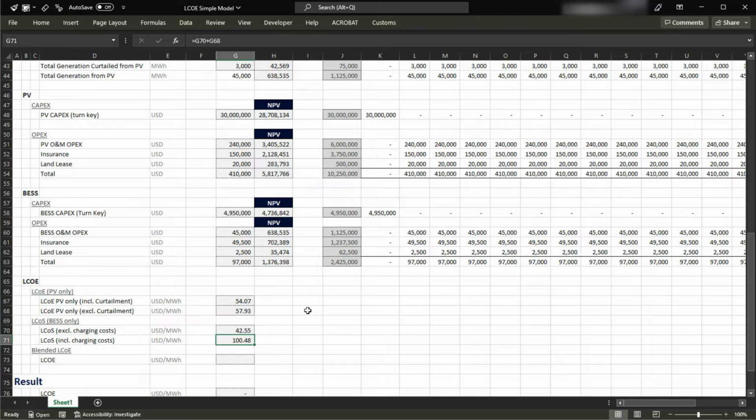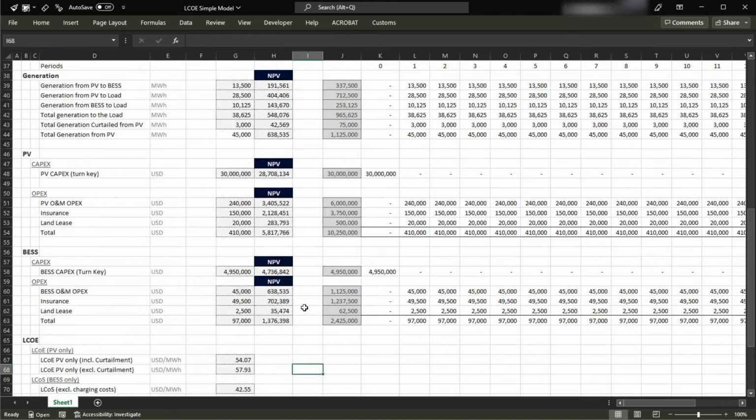This is incorrect. The reason it is incorrect to make the calculation as it is here is because the battery has an efficiency. In this particular case, as previously said, the efficiency is 75%. So we need to account for that efficiency in order to get to the right LCOS including charging costs. Let's see how this is done.